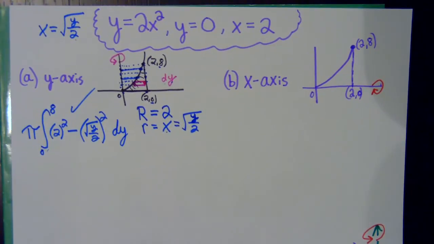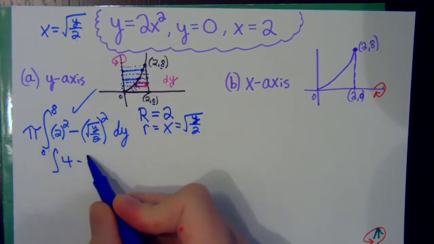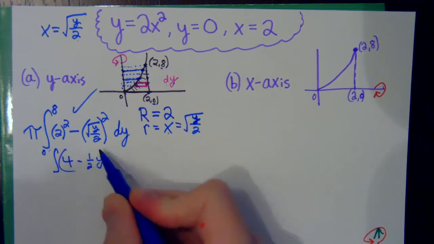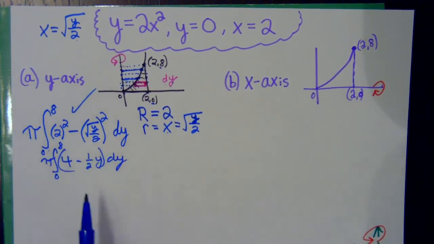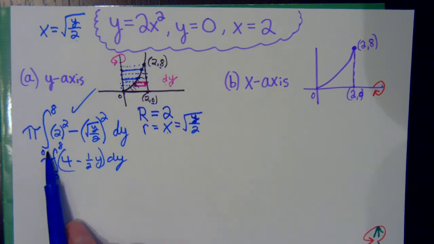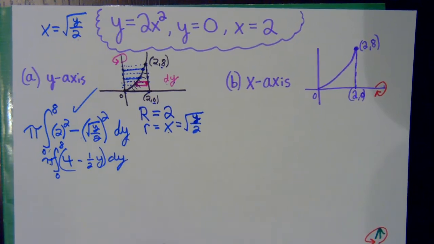But I think we all realize that this is an easy integral. That's just going to be 4 minus, when you square root that square root, that's just 1/2 y. And then you see how easy this integral is right here, but we have to make sure we set those up with the pi out in front, with the correct numbers attached to the integral, the correct inside, and you have to have that dy or the dx in there.